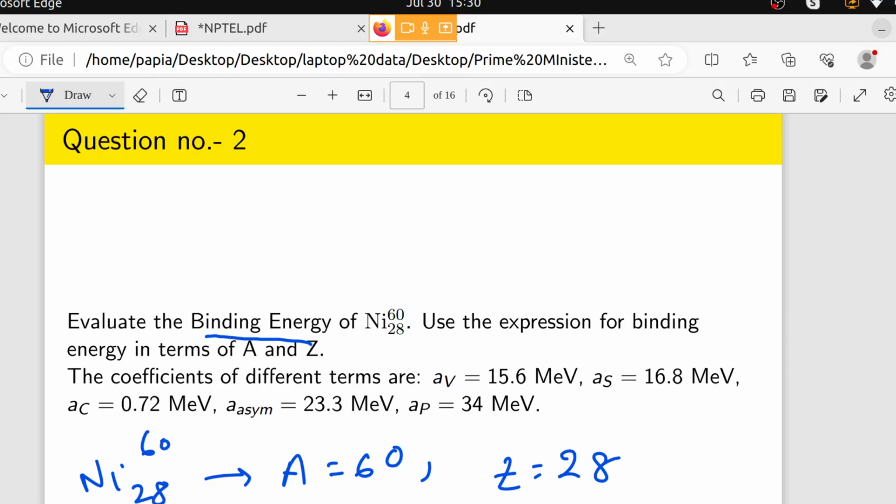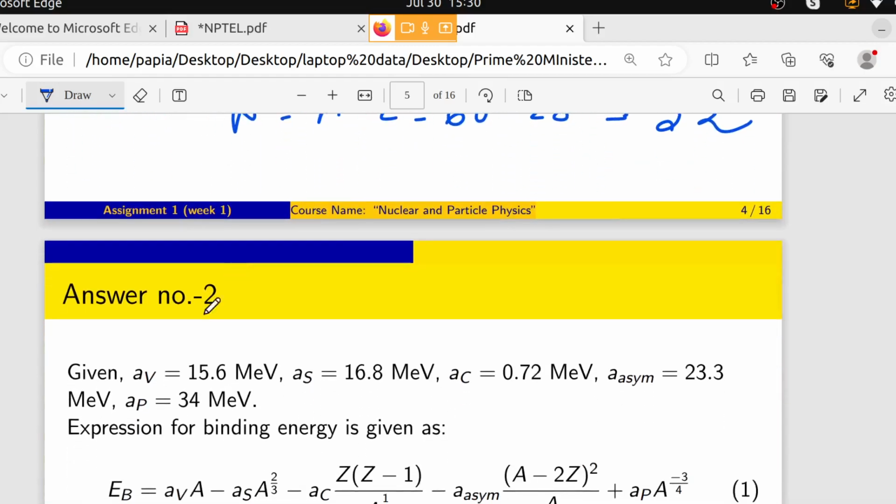So we have to calculate the binding energy for that nucleus, and we have to use the expression for binding energy in terms of A and Z. They have mentioned some values here: the coefficients of the different terms. AV is 15.6 MeV, and AS, AC, A asymmetric and AP have their given values. What are these things basically? If all of you know about the semi-empirical mass formula, then we can get the binding energy expression from that equation. I have already mentioned it here; expression number 1 is nothing but the semi-empirical mass formula from which we get the binding energy expression.